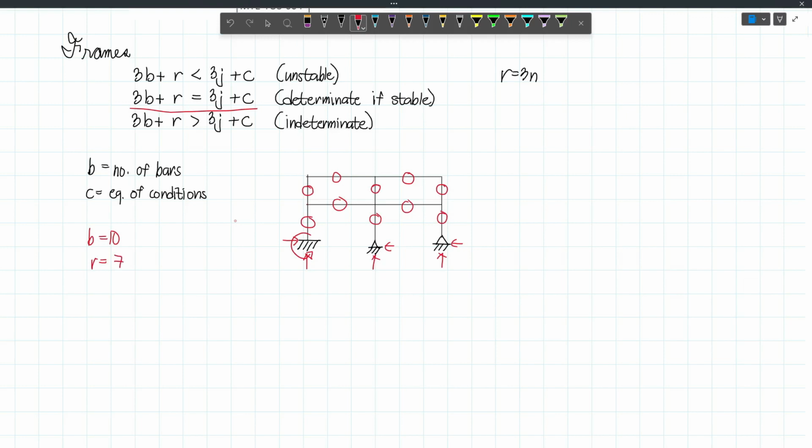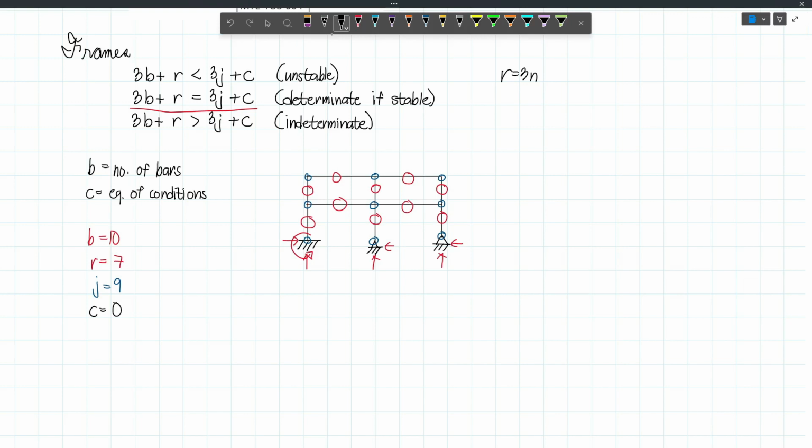And then our number of joints, again, are these connections: 1, 2, 3, 4, 5, 6. And then we also include the joints here, 7, 8, and then 9. So our J will become 9. And then our C will be equal to 0 only, because we have no internal hinge placed.